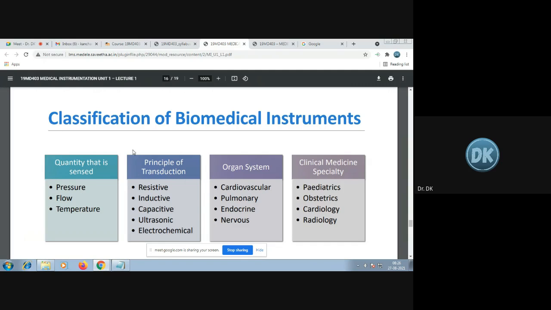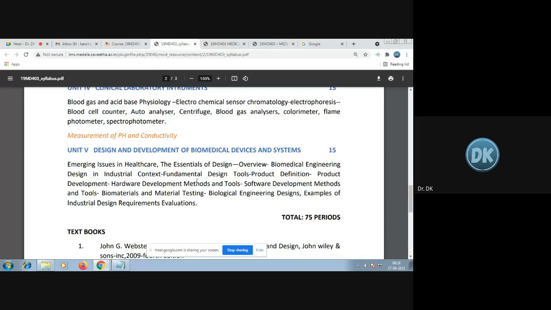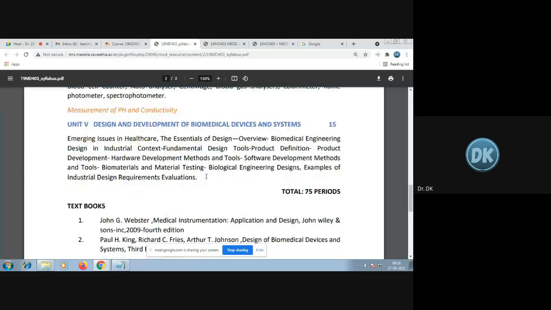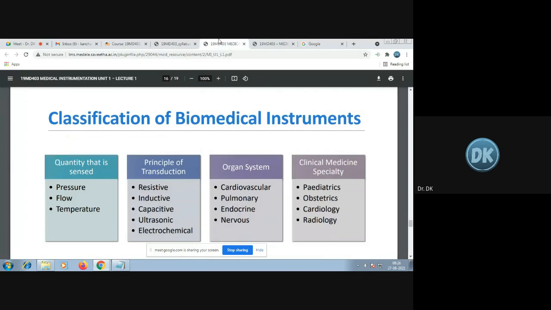But that thing we'll discuss in your fifth unit. In the fifth unit we'll be studying the different biomedical devices, how we are going to develop them, how they are classified, all those things. Here we'll just classify the medical instruments based on their function alone.